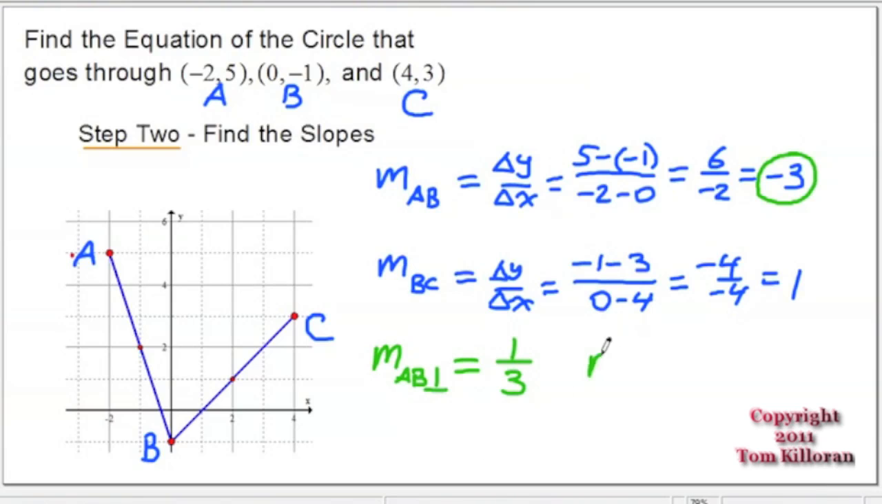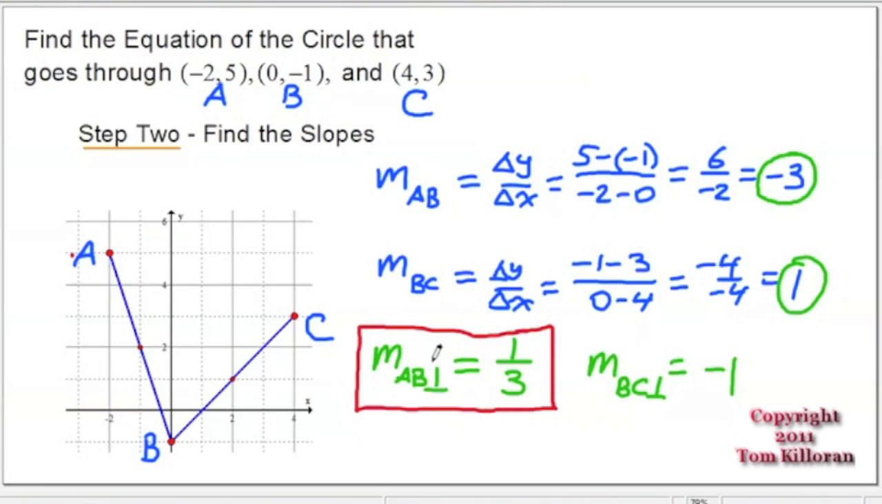And the perpendicular to BC, I'll write it this way, is going to be the negative reciprocal of BC's slope. Well, negative reciprocal of 1 is negative 1. And we'll be using these two pieces later on also. So the perpendicular slope for the first segment, 1/3, so it'll be going that way. And the perpendicular slope for the second line is going to be negative 1, and it would be going that way. All right, and we'll use those later as we move through this.